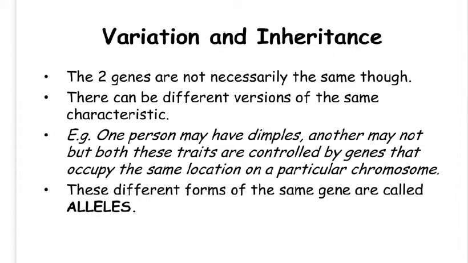But just because we have two copies of every gene does not mean that the two copies are the same. There can be different versions of the same characteristic. For example, one person may have dimples, another may not, but these traits are controlled by genes that occupy the same location on a particular chromosome. These different forms of the same gene are called alleles.